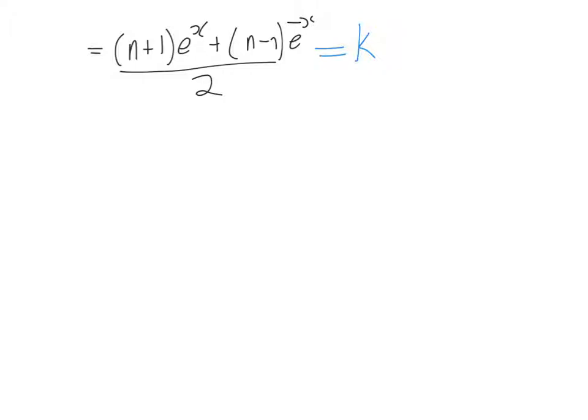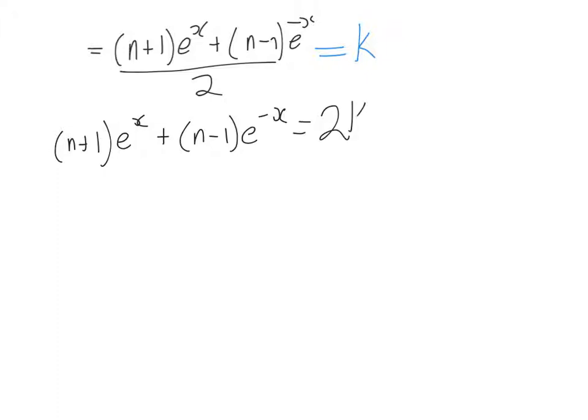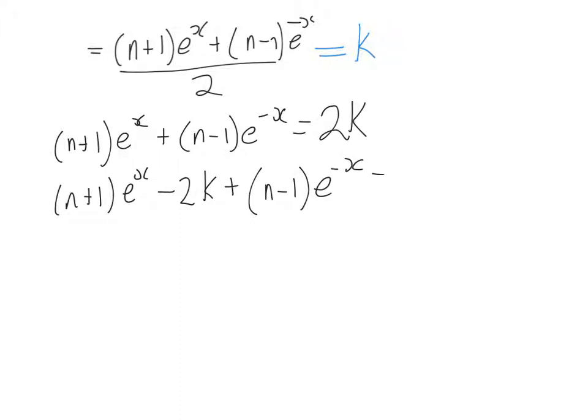So, let's multiply everything by 2. N plus 1 e to the x plus n minus 1 e to the minus x equals 2k. Set it equal to 0. N plus 1 e to the x minus 2k plus n minus 1 e to the minus x equals 0. And it gave us a clue that we're looking for a quadratic equation. You should be getting used to this.